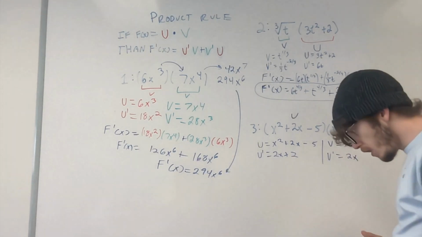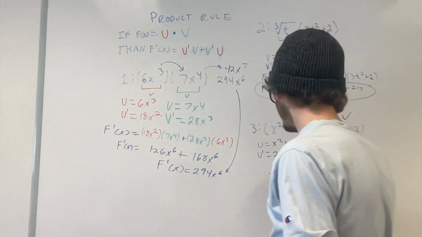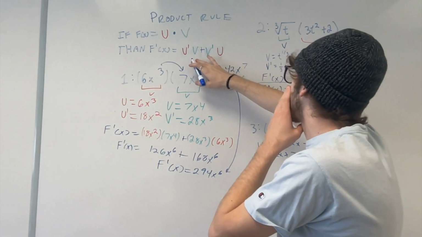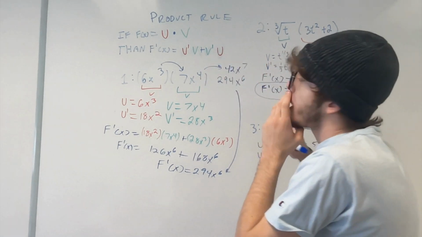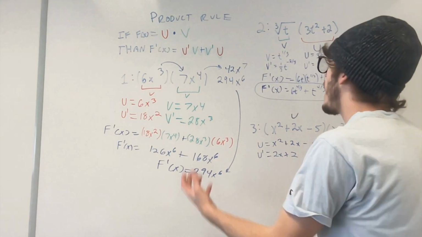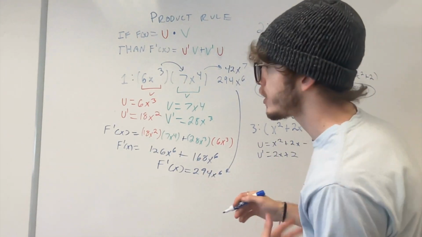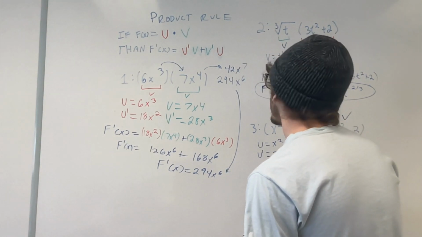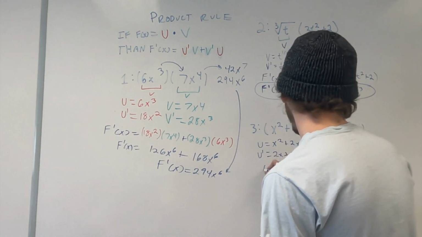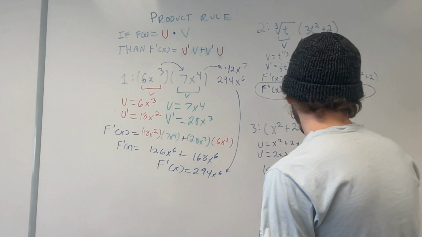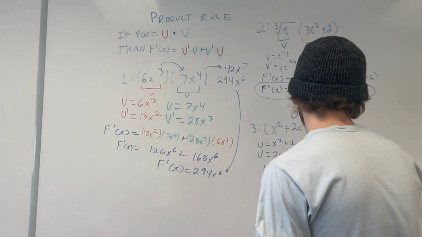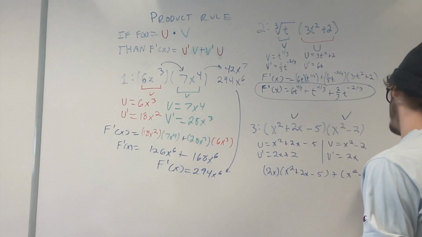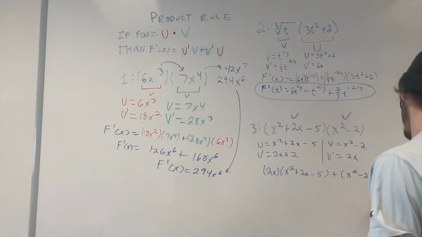So let's go ahead and solve here. And you can go out of order too. It doesn't have to be u prime times v first. It could be v prime times u first. Really doesn't matter because you're adding it. It's an additive term. If it was subtraction, that would be different. So I'll actually go in the opposite way here. 2x, which is v prime, times x squared plus 2x minus 5, plus x squared minus 2 times 2x plus 2.